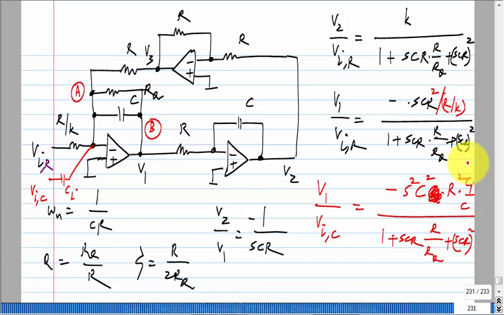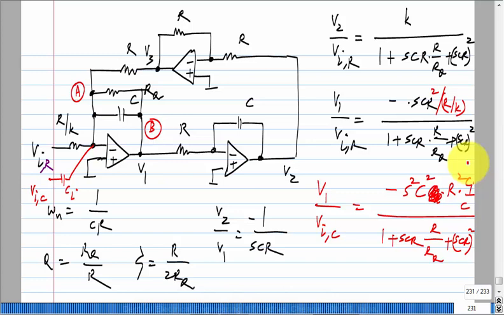What will V2 be in that case? In this case, band pass. So, if you apply the input through a resistor, you get low pass and band pass. If you apply the input through a capacitor, you get band pass and high pass.